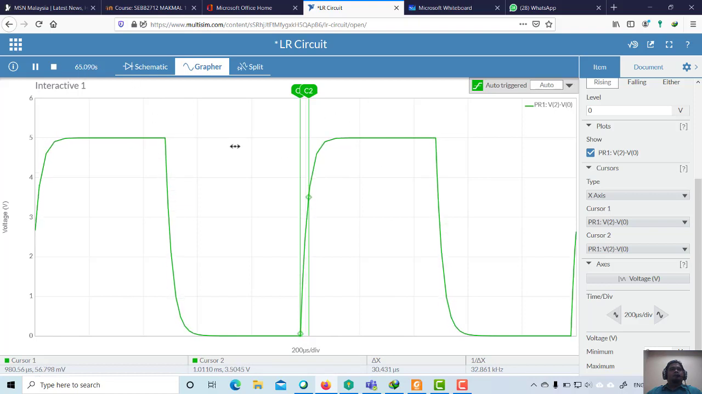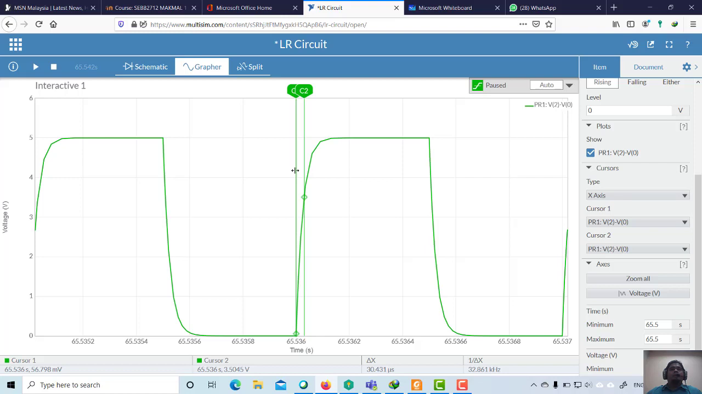Because it keeps moving, you can pause the result. Then you can just take the value of this point. This point is represented by this one. So the point is 3.3.